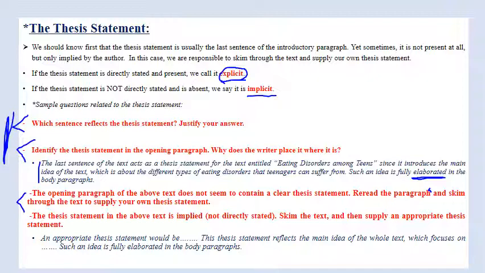Now, if you need to provide your own thesis statement, this is how you will answer it. An appropriate thesis statement would be, and you write the thesis statement. This thesis statement reflects the main idea of the whole text, which focuses on causes behind teen anxiety, for example, or teen obesity. Such an idea is fully elaborated in the body paragraphs. Obviously, whatever you write in the thesis statement, you're going to elaborate, explain, and support in the body paragraphs. That's the job of the body paragraphs.